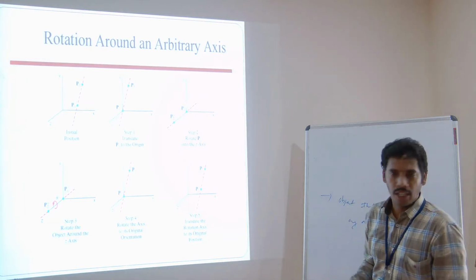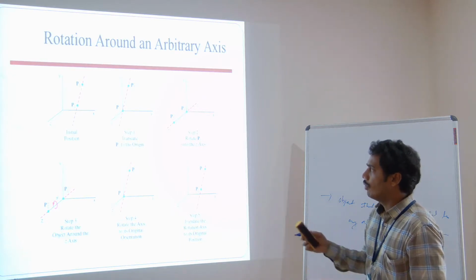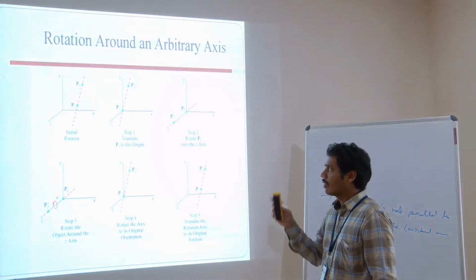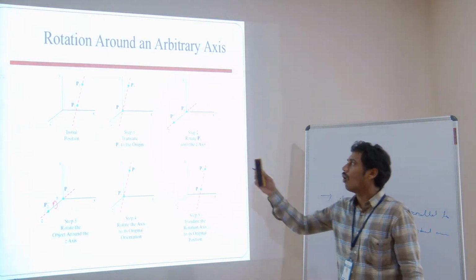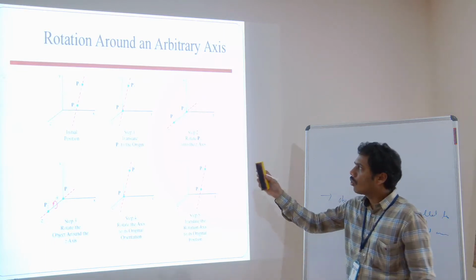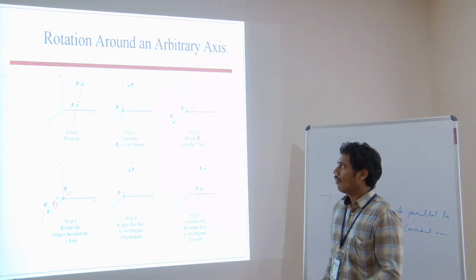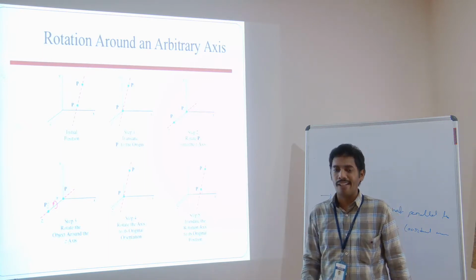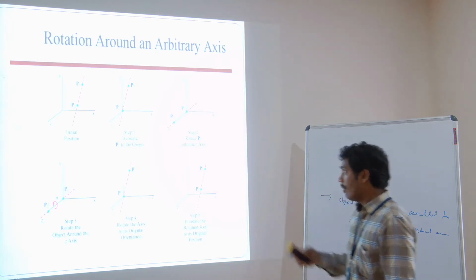So the initial step: I am taking the particular object and translating it to coincide with the coordinate origin. Step 1, translate P1 to the origin. Whenever it coincides with the origin, I can move either in the x, the y, or the z direction. Now what am I doing here?